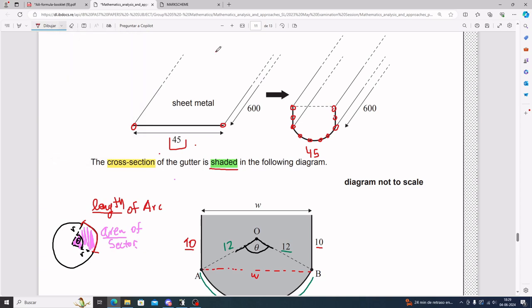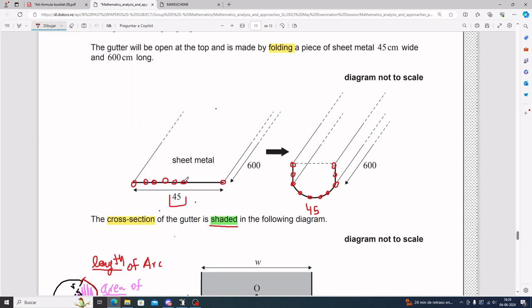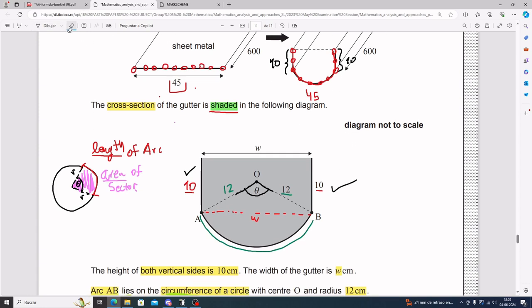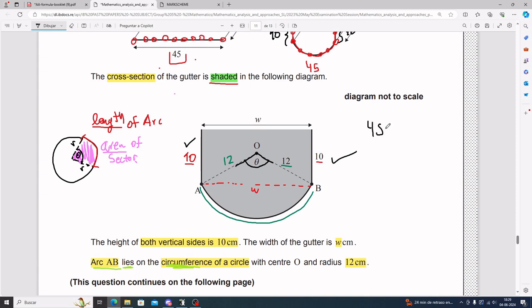Initially, this sheet metal, which has a width of 45, gets folded into this shape, which is the diagram from below, and it's still 45. From the context of the problem, you discovered that this part here is 10, and this part here is 10. So how much does the part in green have to be? The part in green has to be 45 minus 10. The length of the arc has to be 45 minus 20, which is 25. So this to here has to be 25.